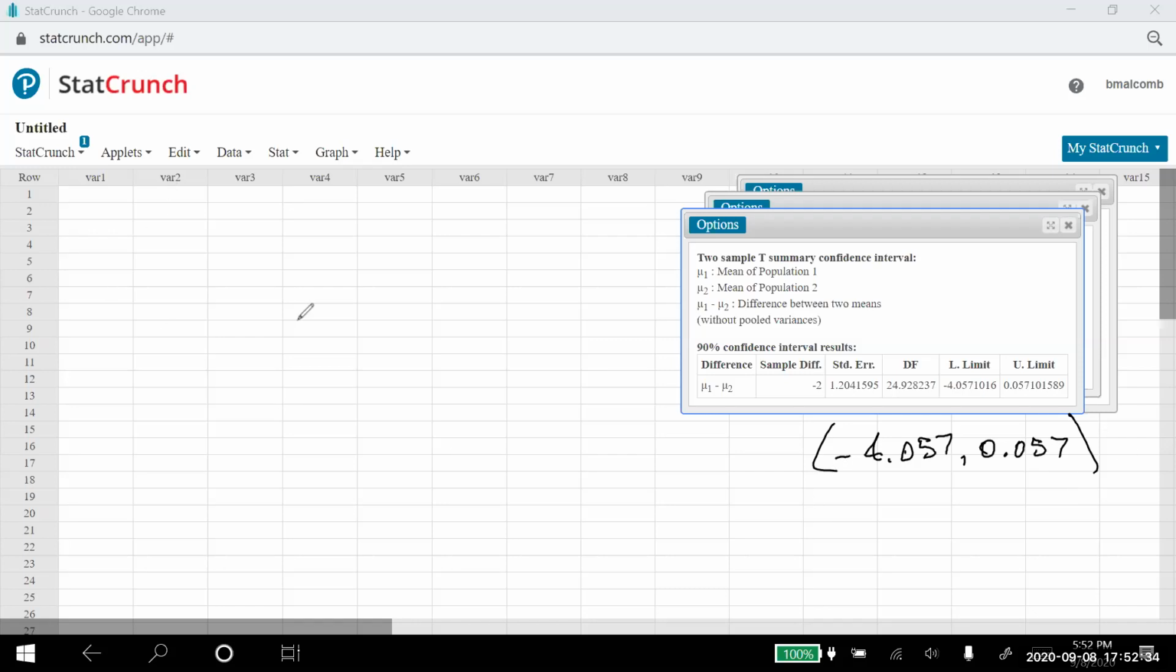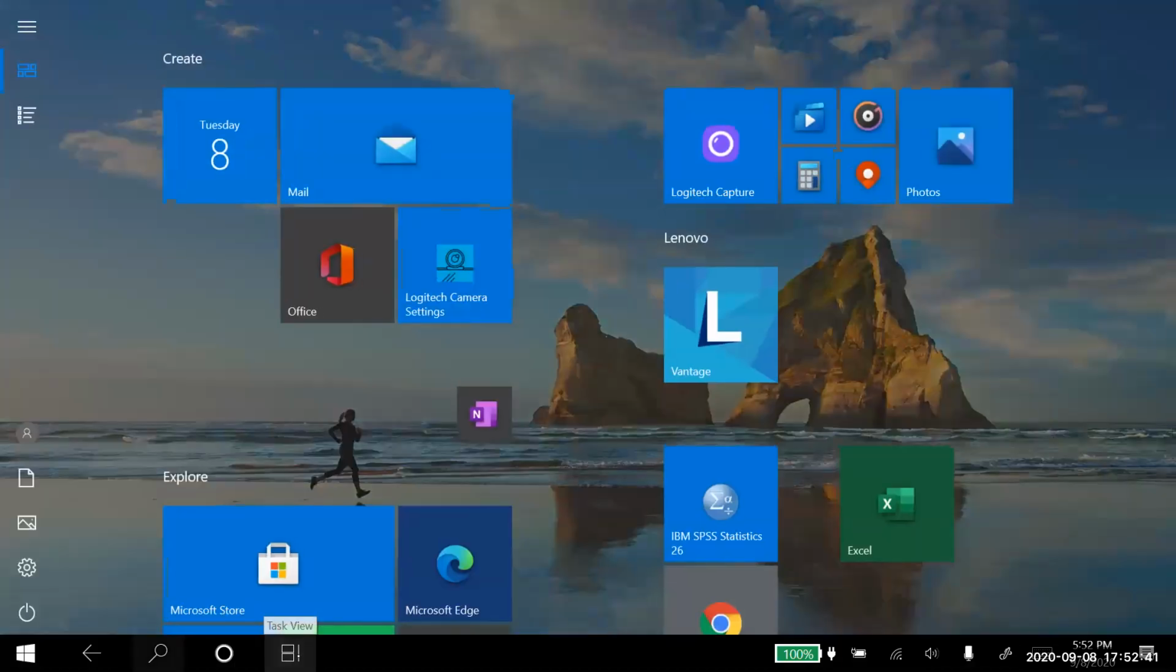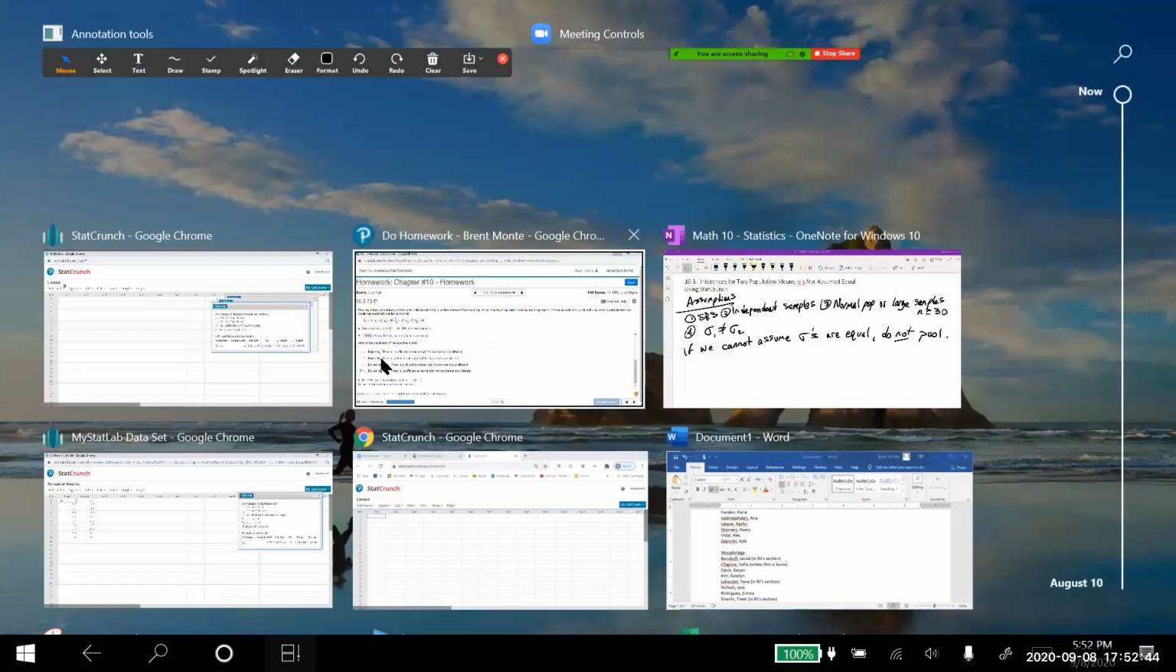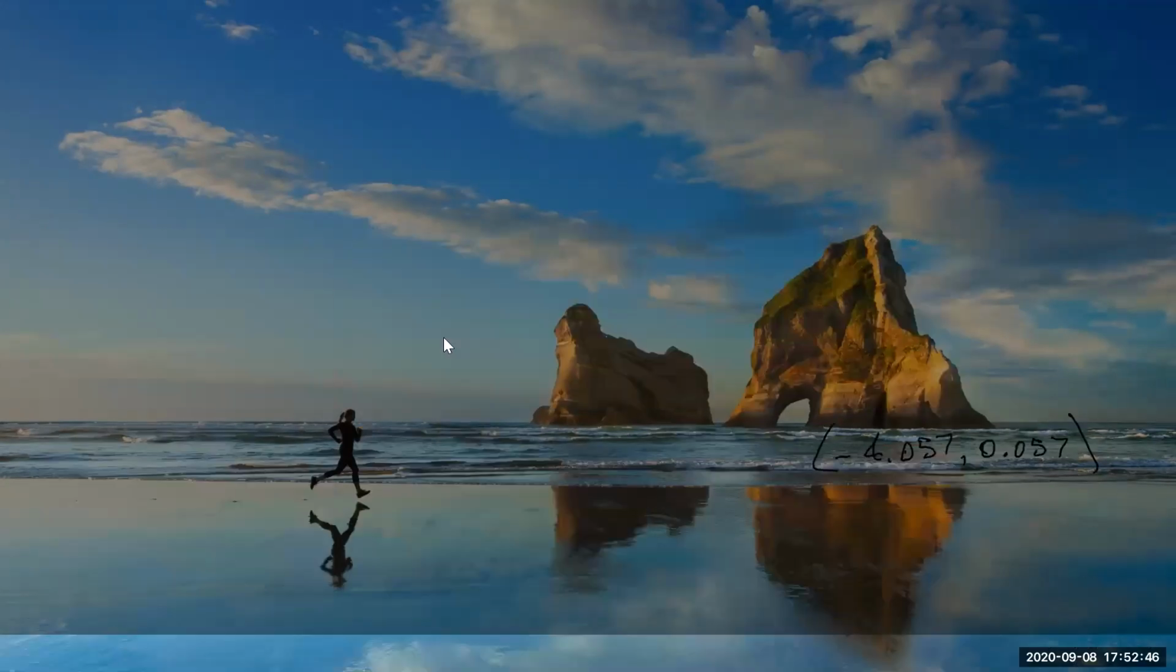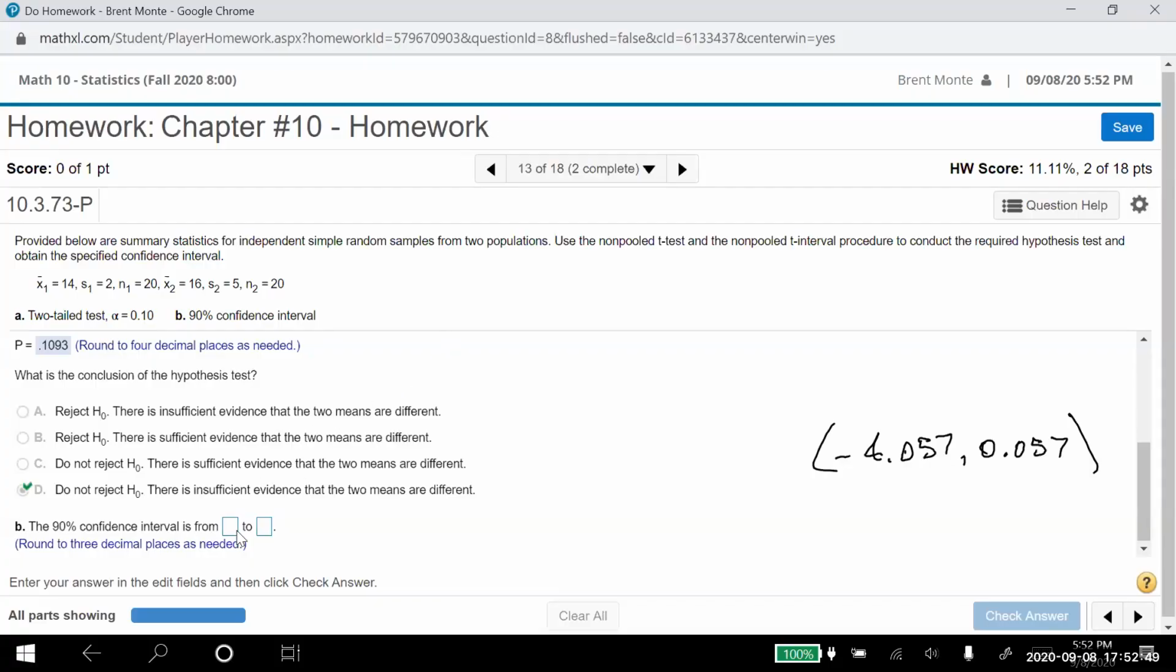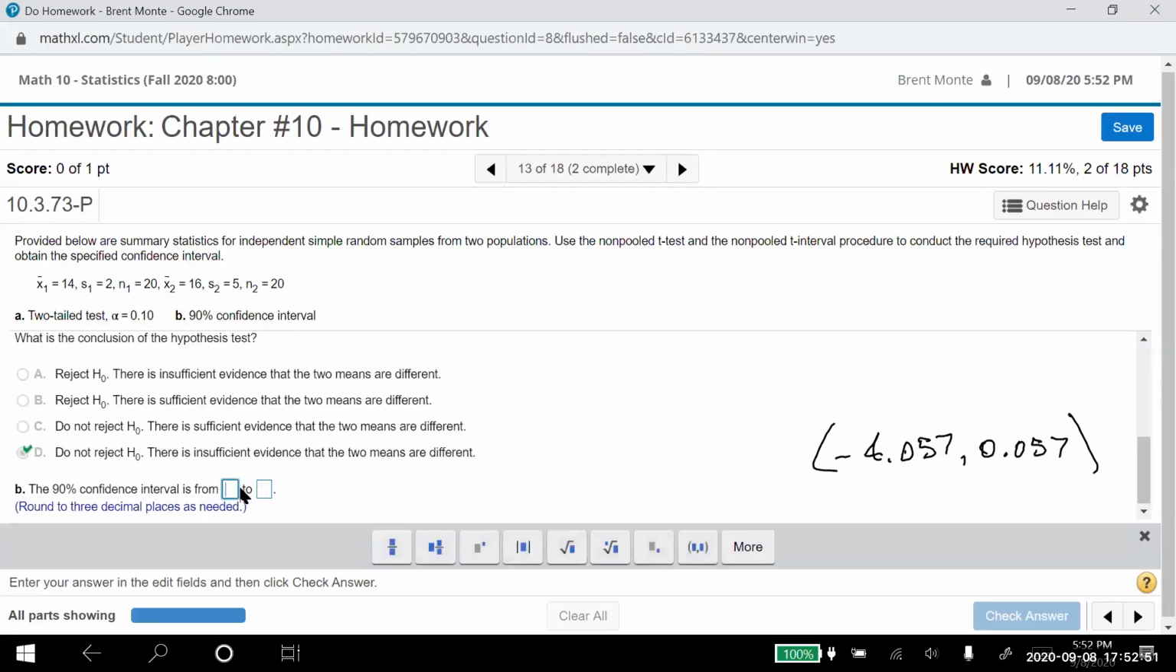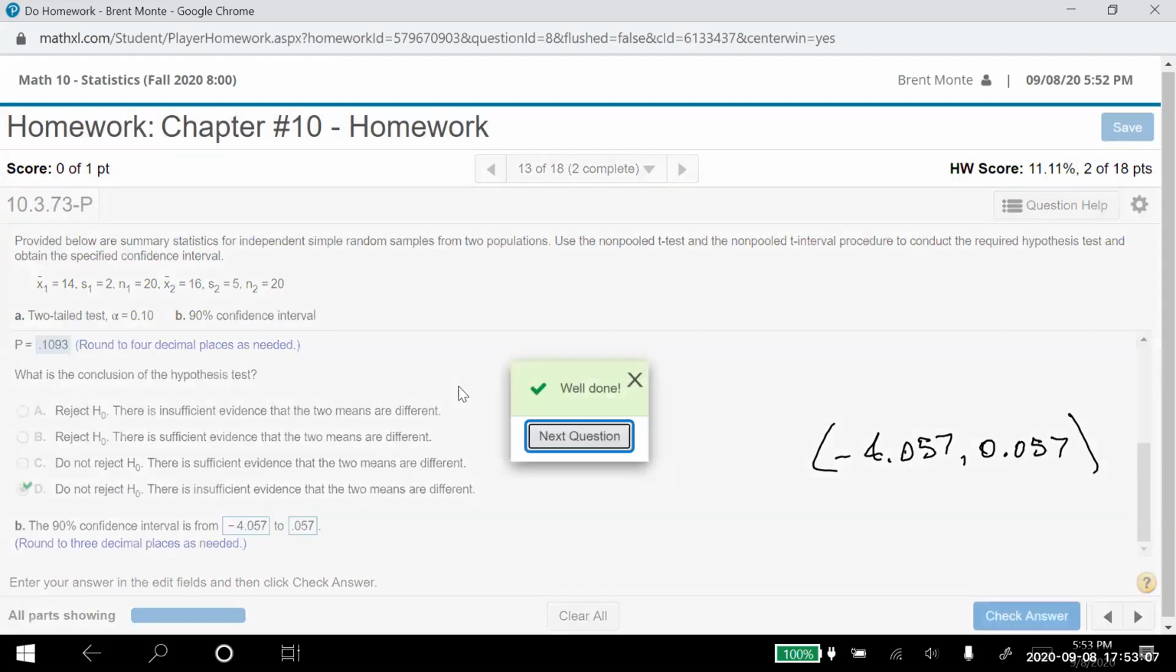So now we can go and enter that in. Now I feel better. Let's go do that. I lost my problem. There it is. The 90% confidence interval is from -4.057 to 0.057. All right, so that's the end of it.